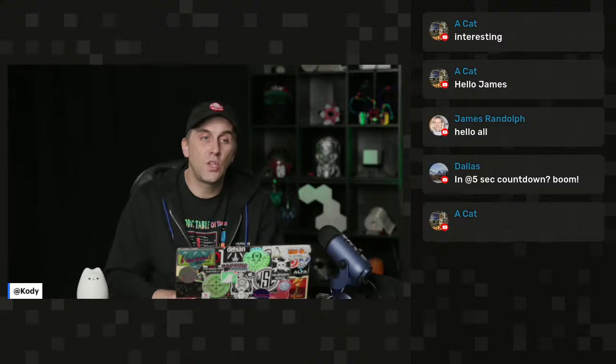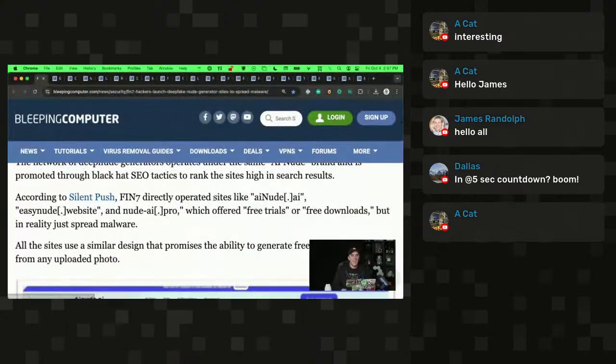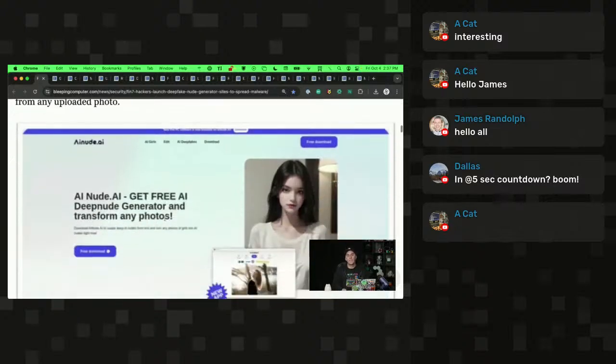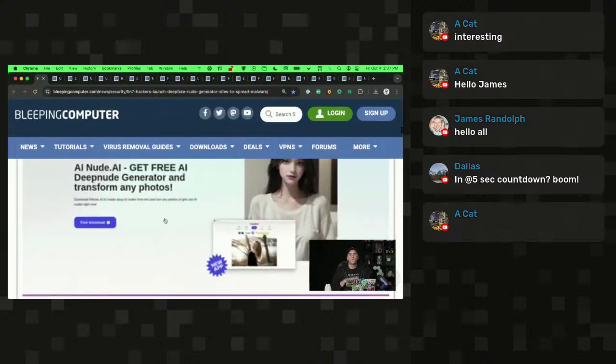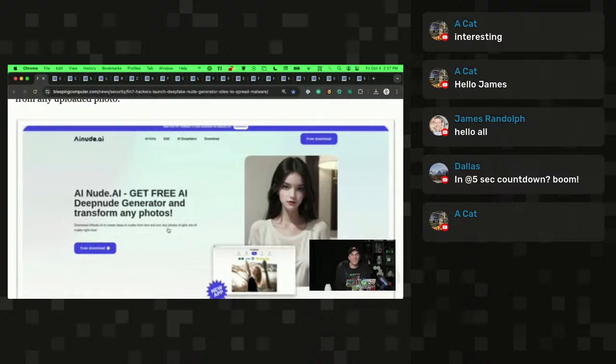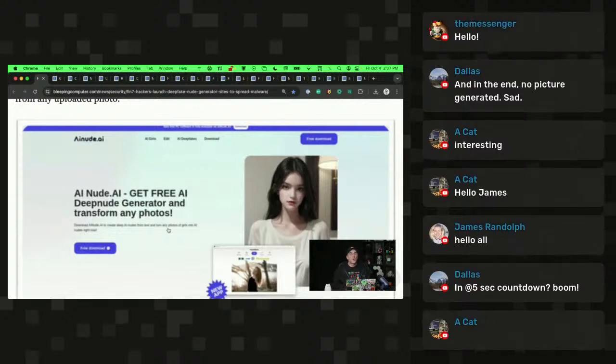Now, most of these URLs have been taken down. But these websites included things like ainude.ai, which seems a little redundant, easynude.website, and nude-ai.pro. The model here was basically that all of these would include some sort of free trial. And I mean, if you're looking at ways that people would get compromised that you wouldn't expect in an organization, these are the sorts of scams that get all sorts of random people who you wouldn't expect.